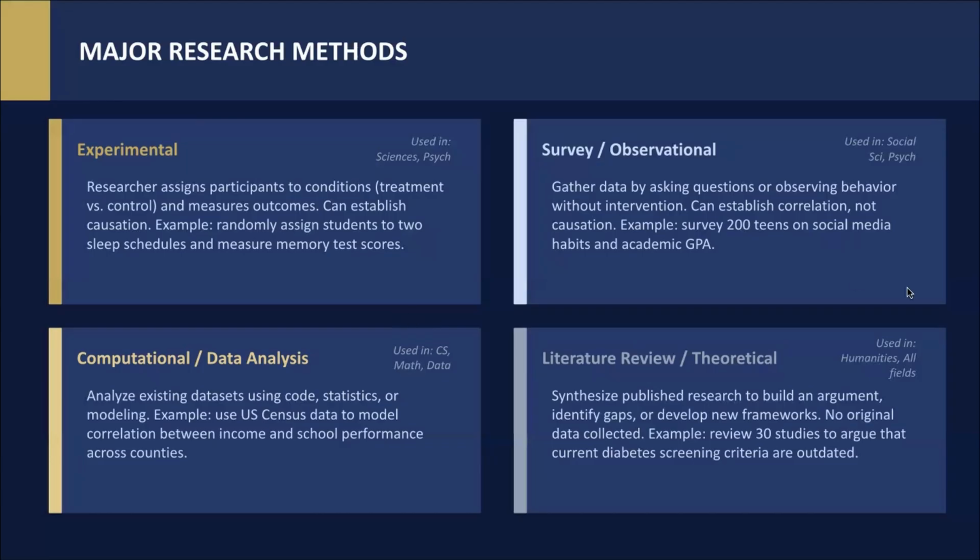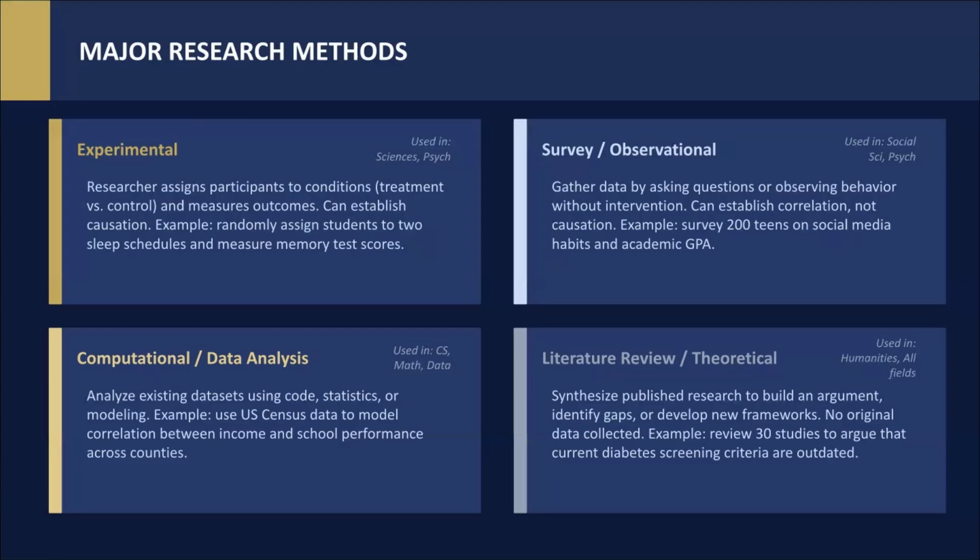And then number 3, computational/data analysis. This is used in computer science, math, and data science. So analyze existing data sets using code, statistics, or modeling. For example, use US Census data to model the correlation between income and school performance across counties.